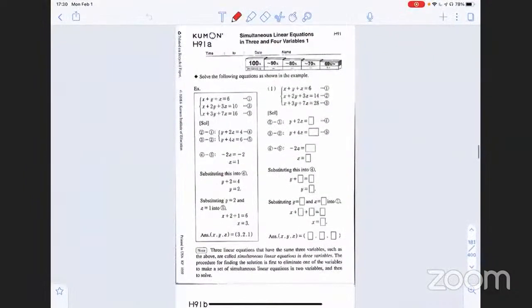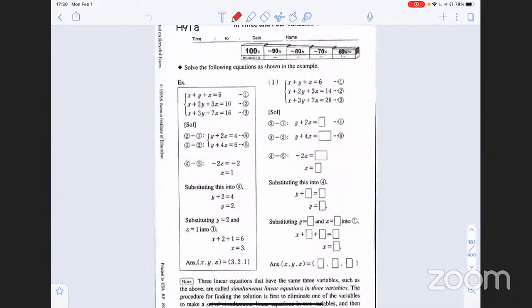All right, folks. So today we're going to talk about simultaneous linear equations in 3 and 4 variables. So what is the approach for us and how should we solve it? And what's the easiest way for us to solve it? So let's take a look at the first example here.